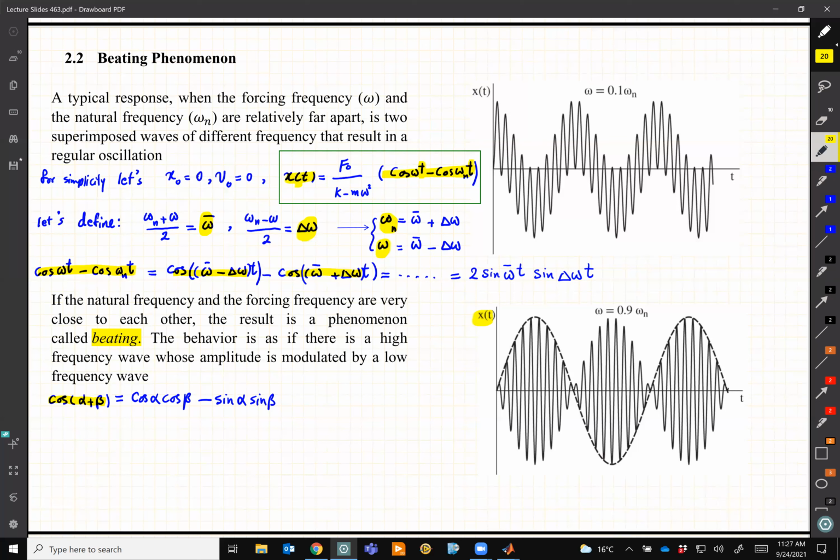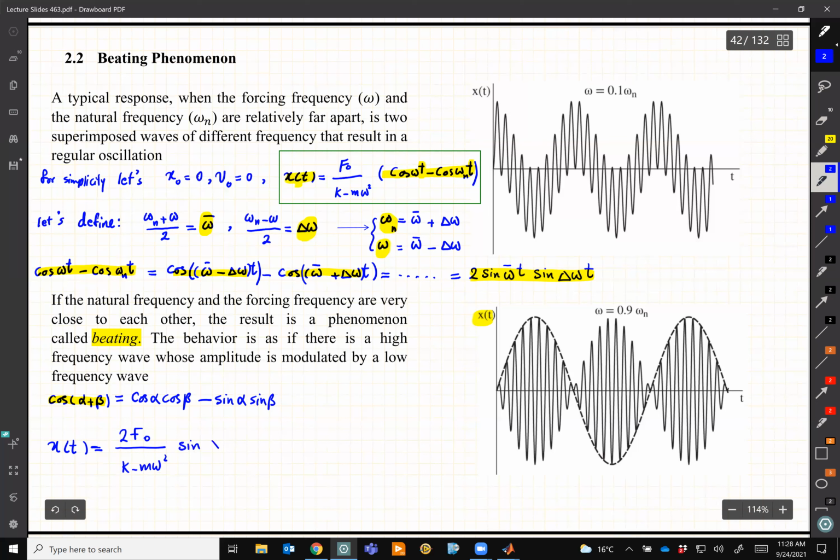So if we do all this math, we will not spend 15 minutes, maybe 5 to 10 minutes, and then we will get to these final answers. So my x of t, then I simplify it to be 2 f0 over k minus m omega squared, times sine delta omega t, times sine omega bar t. I just write it in this form.